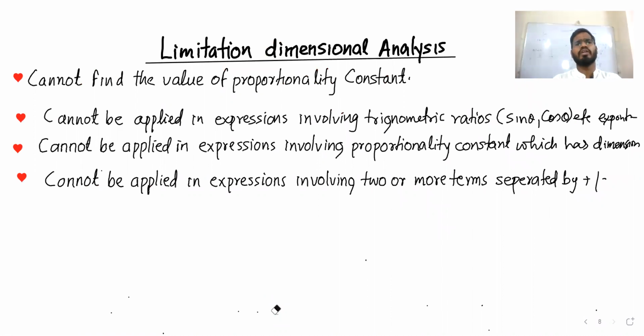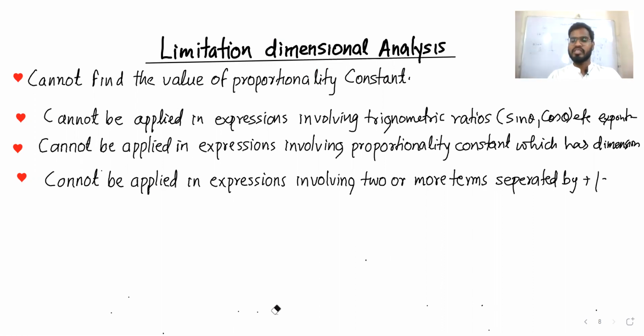Some limitations we are going to see now. We cannot find the value of proportionality constant, as we discussed before also, right? Cannot be applied in expressions involving trigonometric ratios like sin theta, cos theta, etc. and exponential values also, like e to the power something, right? Cannot be applied in expressions involving a proportionality constant which has dimension, like F is equal to k q1 q2 by r square, F is equal to G m1 m2 by r square.